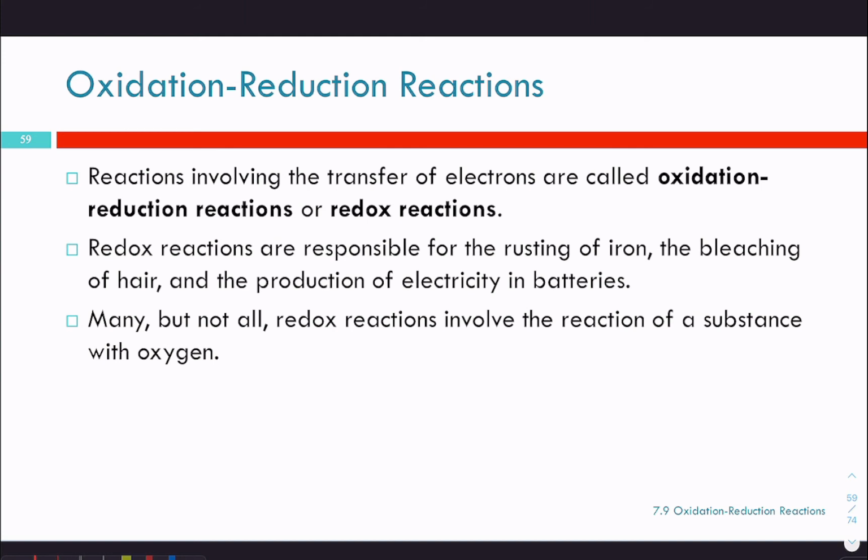Briefly though, oxidation-reduction reactions, also called, and much more easily called, redox reactions, are responsible for things like rusting of iron, bleaching of hair, and also the production of electricity in batteries. Many but not all redox reactions involve the reaction of a substance with oxygen. So they're oxidation-reduction reactions.